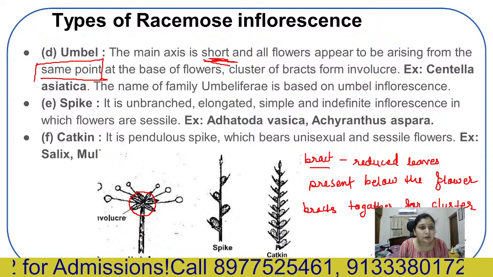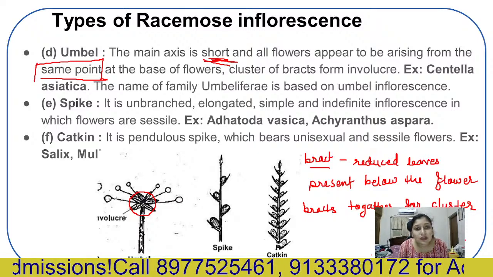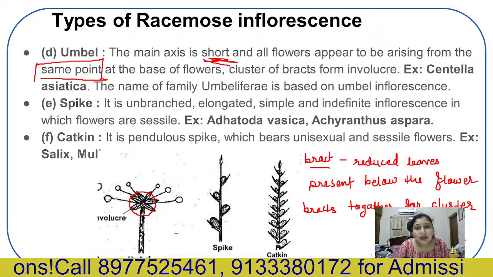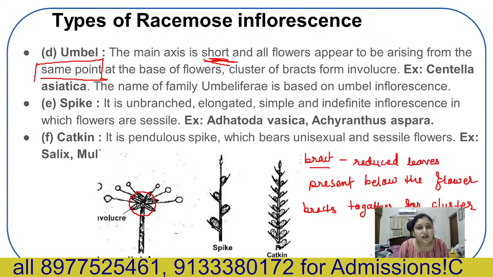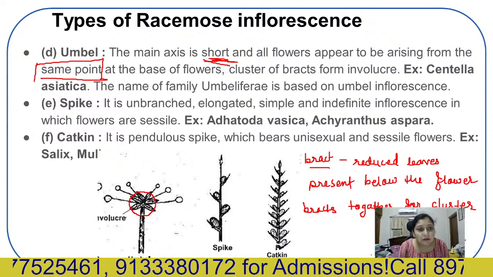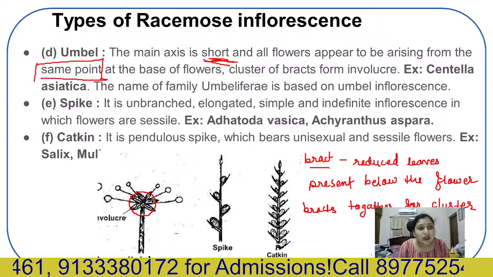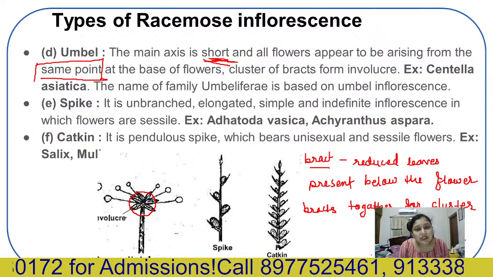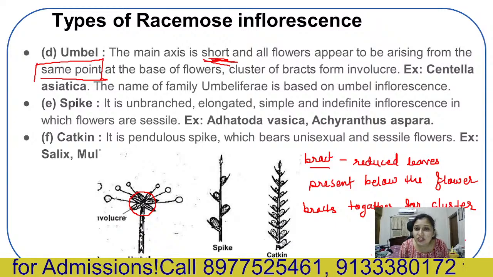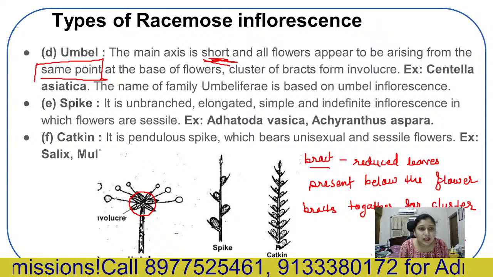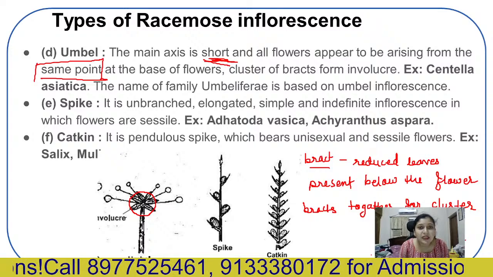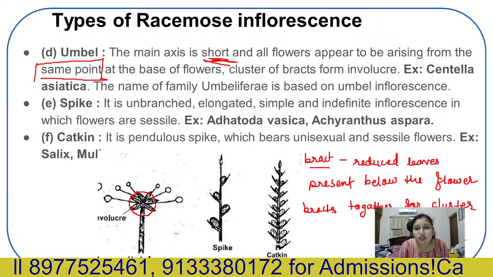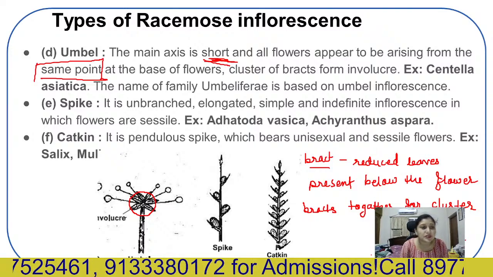So here in an umbel, all the pedicellated flowers arise from one single point, the same point on the floral axis, and at the base of the flower there are bracts forming the involucre. The name of the family Umbelliferae is based on the umbel inflorescence.